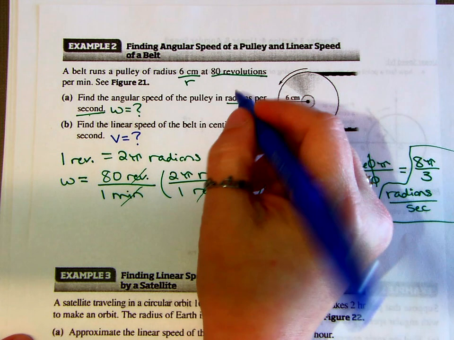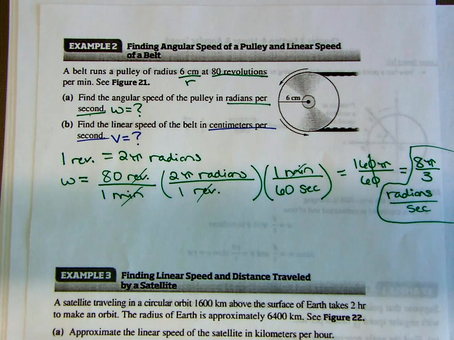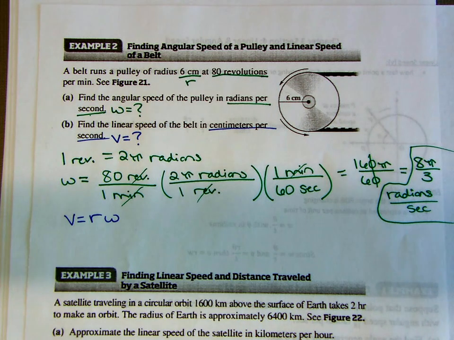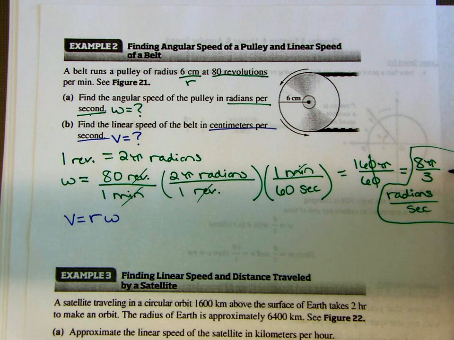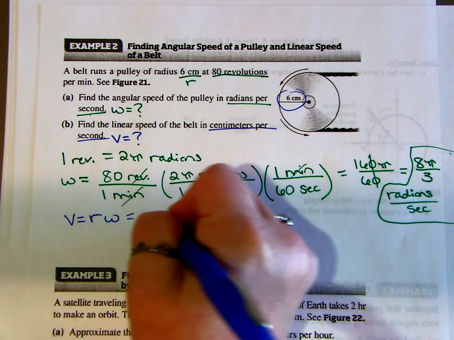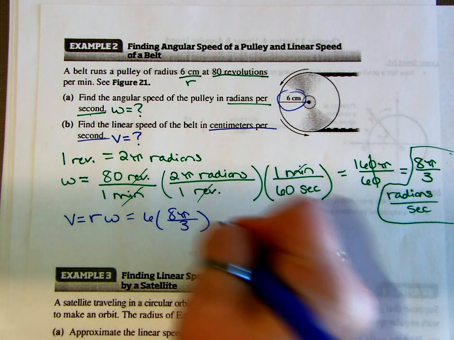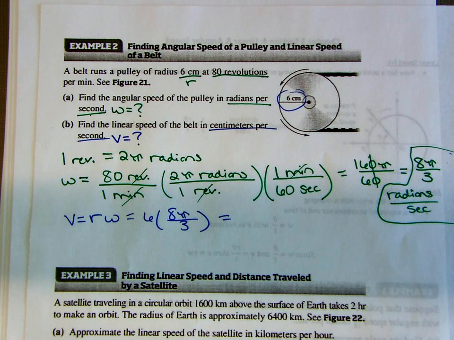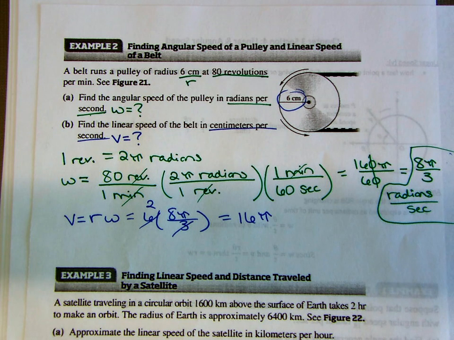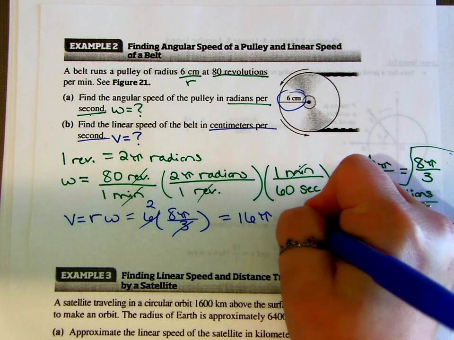B says find the linear speed in centimeters per second. Linear speed is V. V equals the radius times W. Since we already have the angular speed in terms of seconds, I'm going to use that information moving forward so I don't have to do a whole bunch of other conversion factors. So then I go back up to the top and I have a radius of 6. So I'm going to take 6 times the 8 pi over 3, which gives me 16 pi. And this one did have me go ahead and do a conversion to 50.